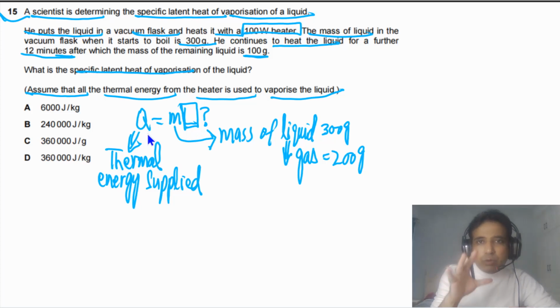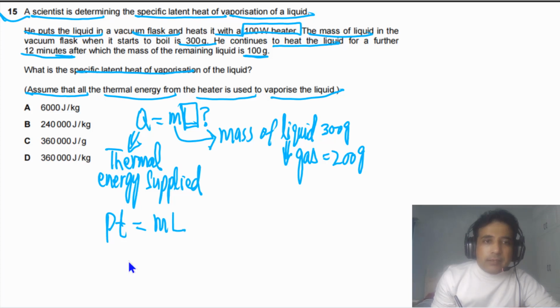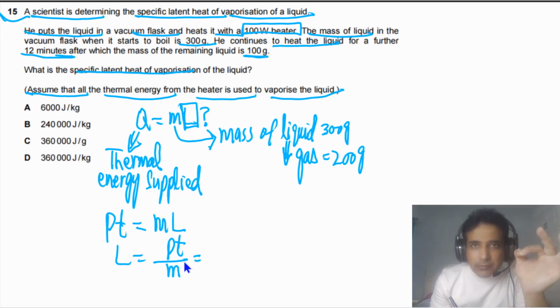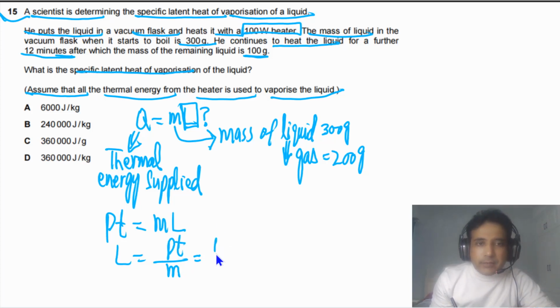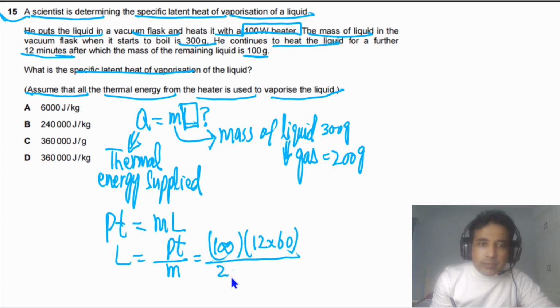But for this question, Q is not given to us directly, but power is given and time is given. So simply we can replace Q with P times T. And this is equal to M times L. We need to find out the value of L. So simply we can say this is power times time divided by M. Means the mass of liquid converted into gas. So we have the value of P that is equal to 100 watts, and time you have to use SI base units. Time is given in minutes, so we have to convert this one into seconds, and the mass is 200 grams. We also need to convert this one into SI base units. So we have to convert this one into kgs. So we will multiply with 10 to the minus 3.